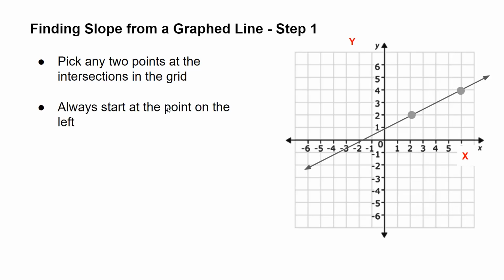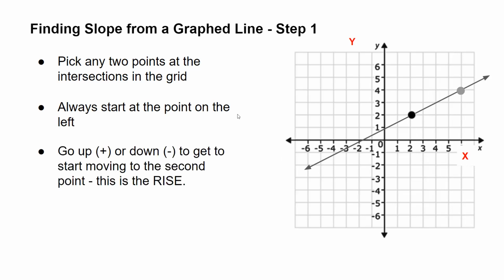We always want to start out with the point on the left when we're finding slope. This is something that may not be obvious, but I think you'll see why in a moment. So we are going to start out at that left point. Now, our goal in the next step is to start to move to the point to the right, but we're going to go up or down first. So we always want to make that first move either up or down.